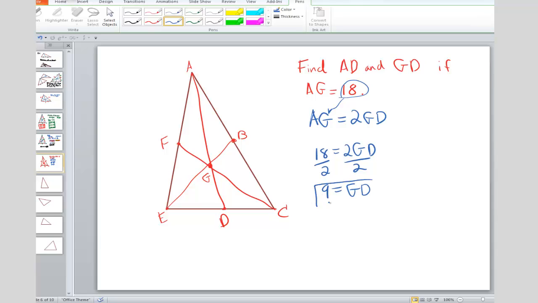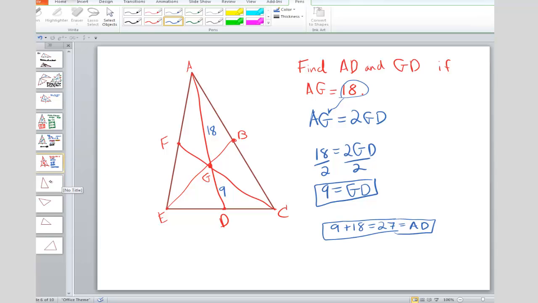Hey, there's 1. So let's go ahead and label it. It's always good to label. So this is 9. This is 18. So we should be able to find the entire distance. 9 plus 18 equals 27. And that equals, of course, AD. And that's what the problem asked.